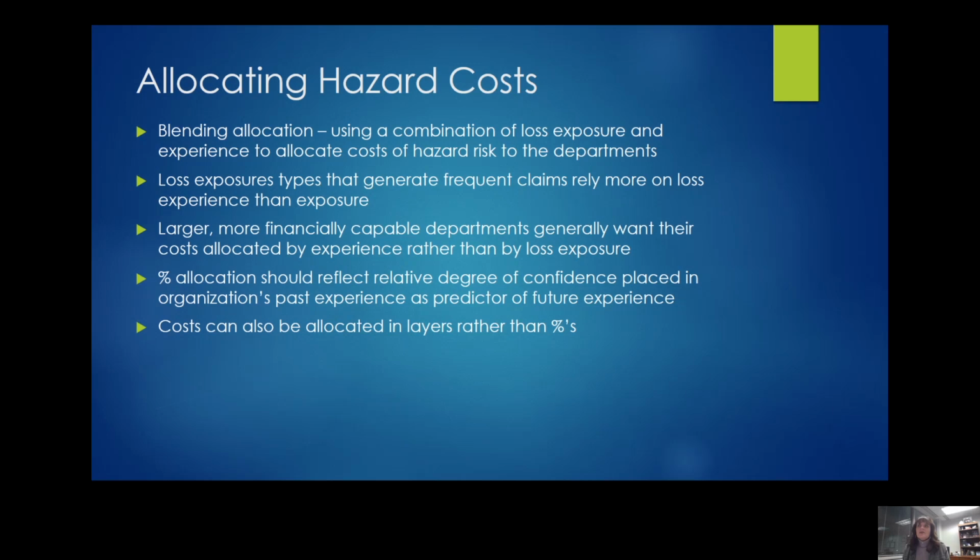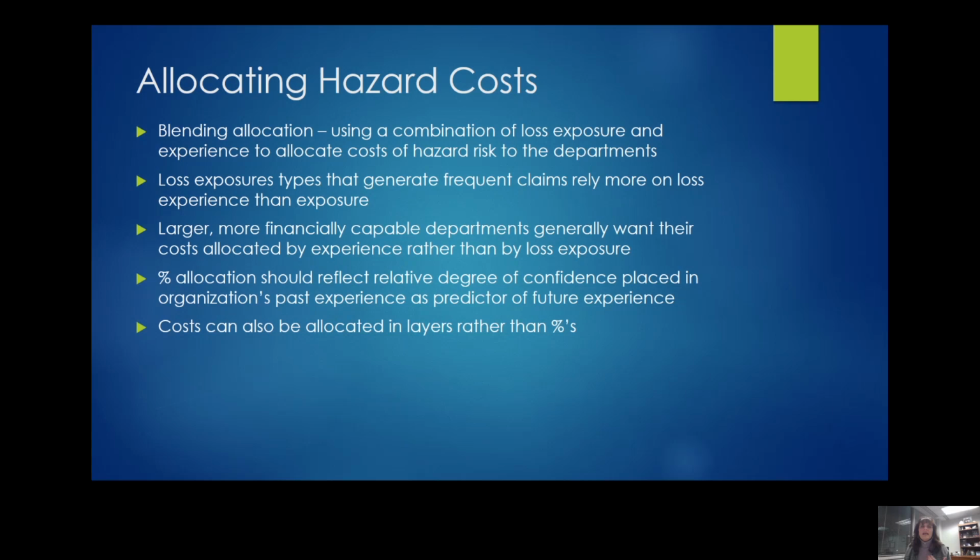When we're allocating hazard costs, again, you want to probably look at a blended allocation. You're using some combination of the loss exposure as well as the experience. And this happens all the time. An insurance company is going to look and see what your total cost or values are that you're trying to insure. They're going to look at how much payroll you have, number of employees. But then they're also going to look at your history.